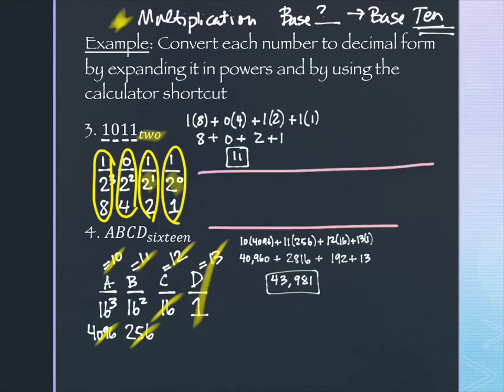Okay, what the calculator shortcut does is it takes the first digit first. The first digit in my number 3 number is the number 1. And it multiplies it by whatever place value we're working with. In this case, it's the place value of 2, so 1 times 2. And then it adds the next value in line. That's a 0. It multiplies all of that by the number 2. And it adds the next value here, which is the number 1.